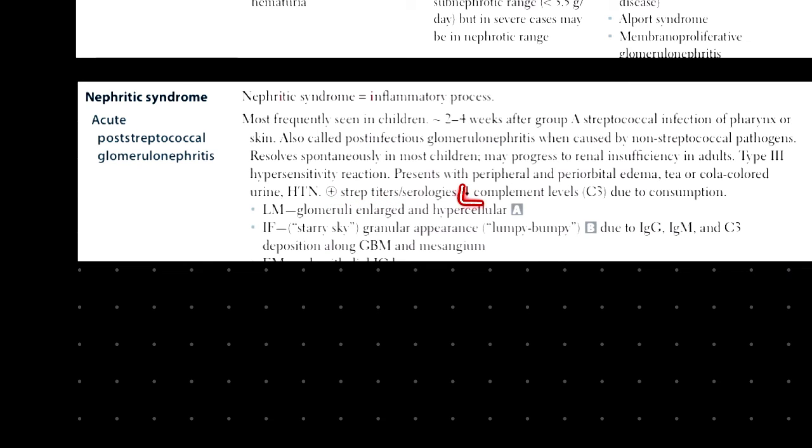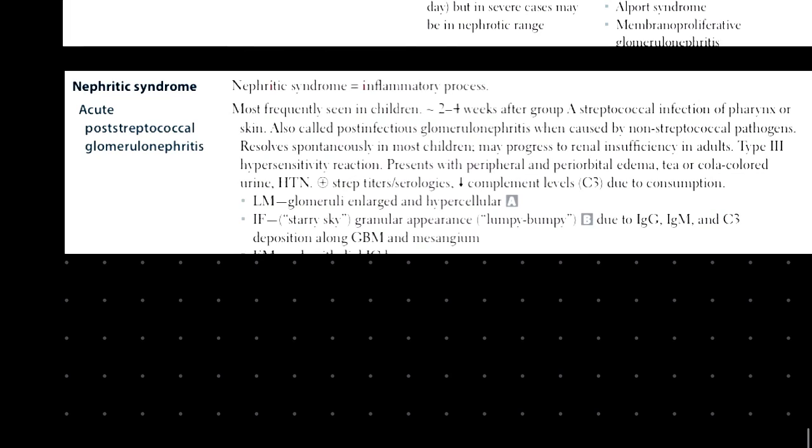There will be a decrease in complement level, that is transient hypocomplementemia due to consumption. In light microscope we find glomeruli enlarged and hypercellular. In immunofluorescence we find a starry sky, granular, lumpy bumpy appearance, due to IgG, IgM and C3 deposition along the glomerular basement membrane and mesangium. Now, something remains, and that is the electron microscopic finding. There was subepithelial hump, the presence of subepithelial humps.